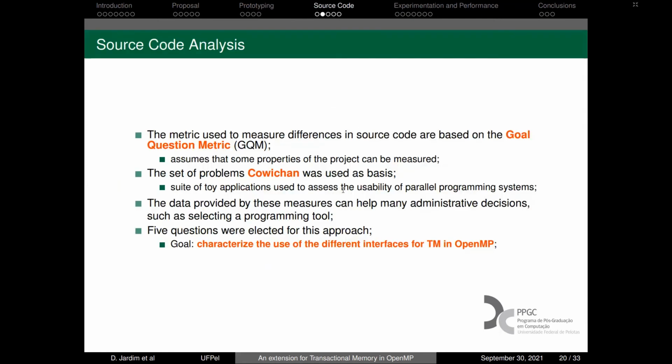The source code. We did an analysis of source code to compare to related works, and the metric used to measure differences is the Goal Question Metric. This metric assumes that some properties of the project can be measured, and the set of problems analyzed was the Cohesion, which is a suite of toy applications used to assess the usability of parallel programming systems. The data provided by these measures can help many administrative decisions, such as selecting a programming tool. Five questions were elected, and the goal is to characterize the use of different interfaces for TM in OpenMP.